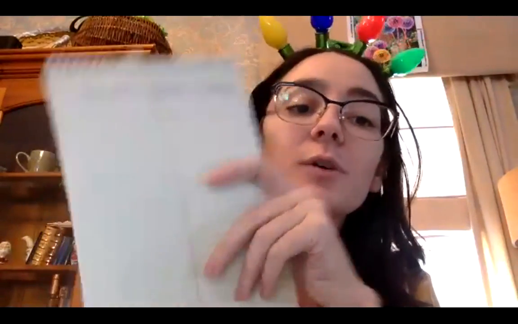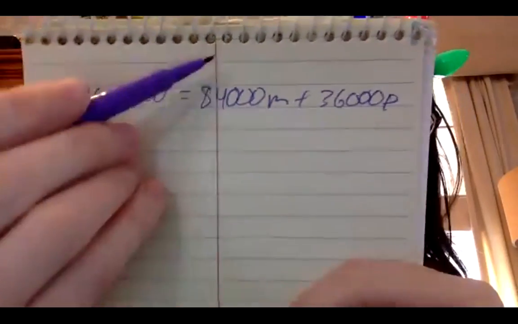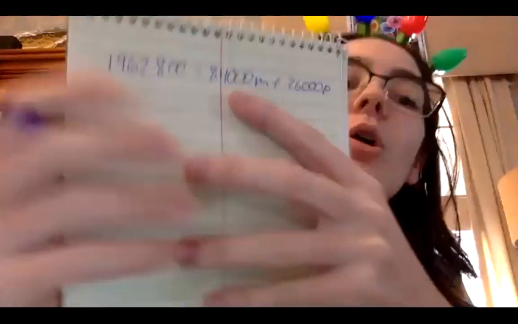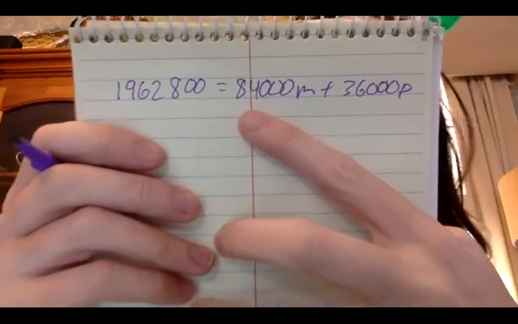My next step is to isolate for P. So I need to move that M piece, that whole thing, over to the other side. The way I do that, by moving a whole piece together, is either addition or subtraction. Because it's a positive 84,000, I would subtract 84,000 M from each side. I would be left with 1,962,800 minus 84,000 M is equal to 36,000 P. So it would look like this.